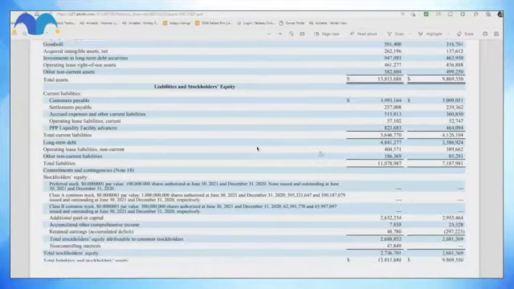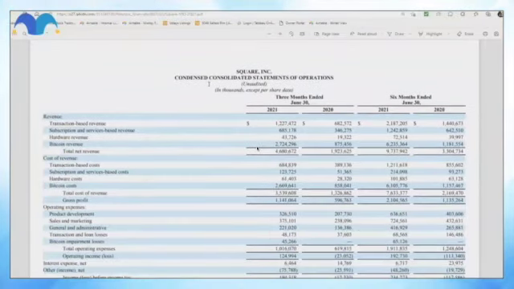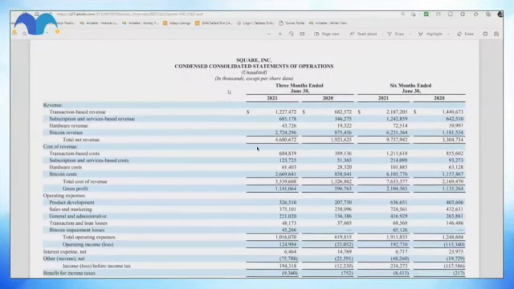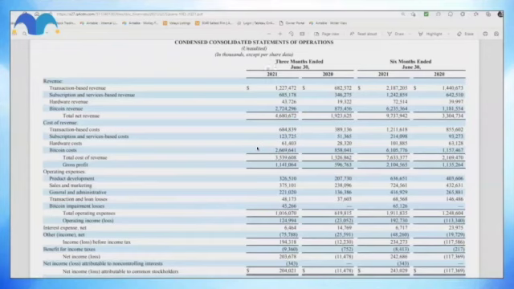Now, the income statement I want to spend a bunch of time on because that's a really important one. They call it their consolidated statements of operations. This is their income statement. Look at this far left column. That's what we're going to be paying attention to. This is the most recent quarter, the 3 months ended June 30th, 2021. So this is the second quarter.